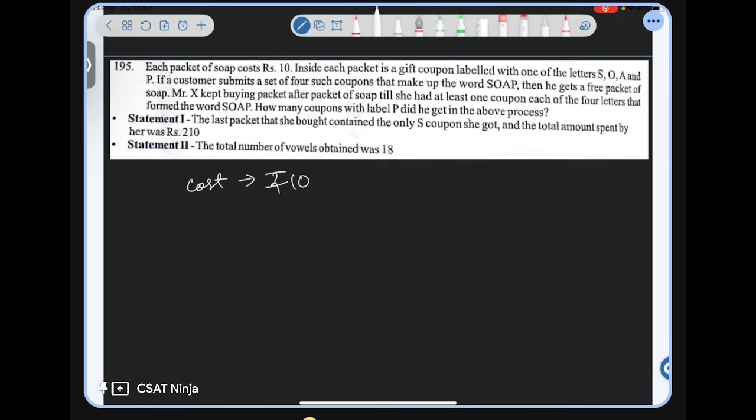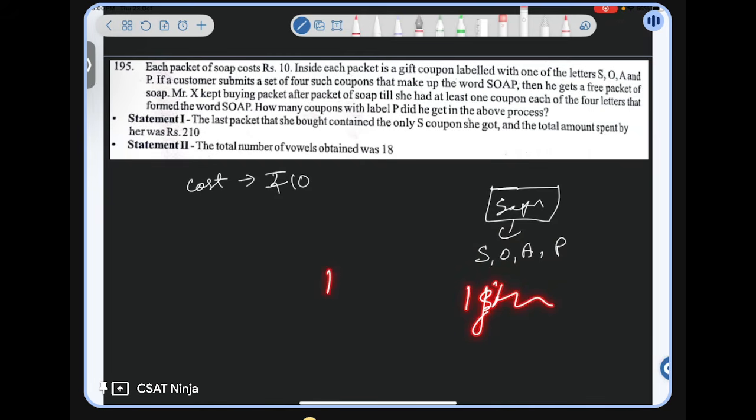The first part of the question is this way. There is a soap box, and inside that soap box, every soap box will have a letter, either S, O, A, or P. Any of these letters. It may be S, it may be O, it may be A, and it may be P. But if any of the customers collect these 4 letters and submit them to the shopkeeper, then they are getting 1 soap free. That's what the question says. He gets a free packet of soap.